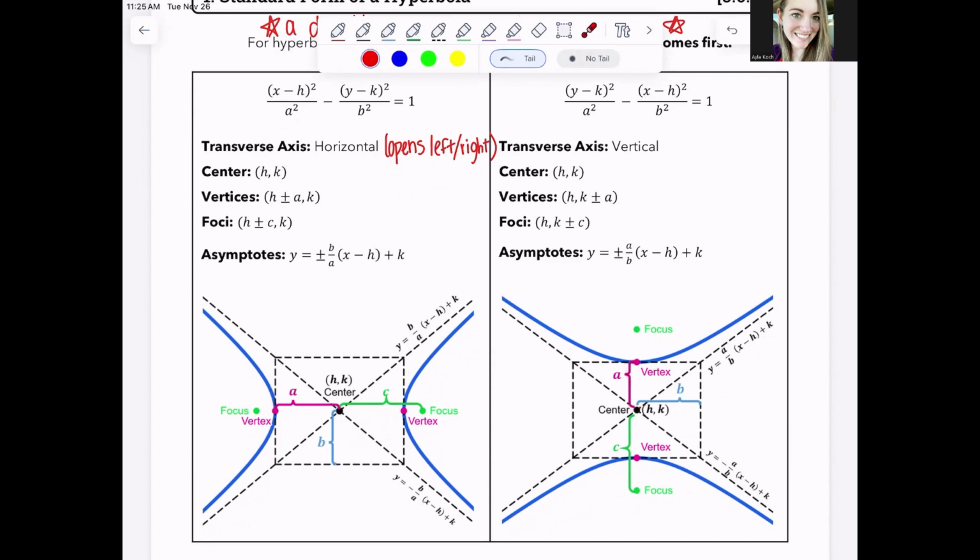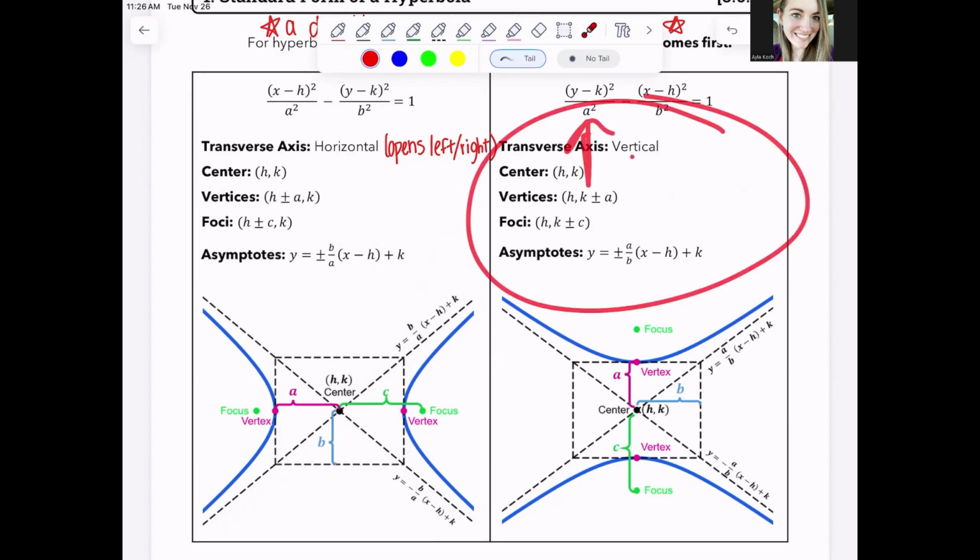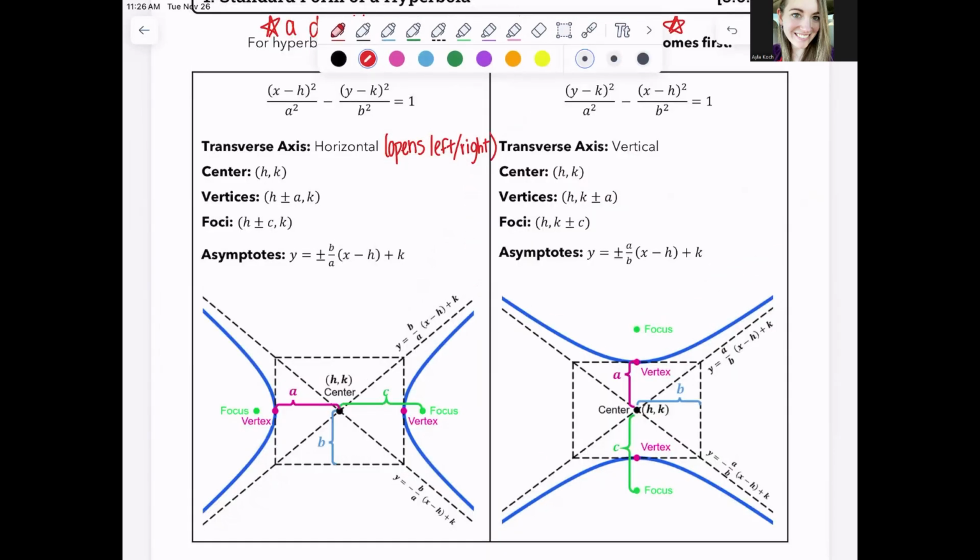The new value here is B, and B helps us make this little rectangle here. The rectangle helps us plot the asymptotes. So the B value is no longer about a covertex, it's about making this rectangle so that we can draw those asymptotes in. Without those asymptotes, we don't know how wide this thing is going to be or how to even draw it.